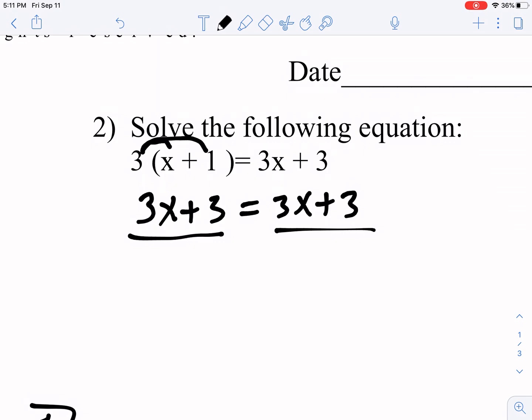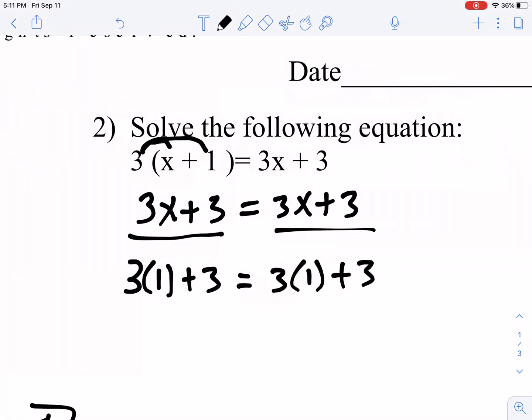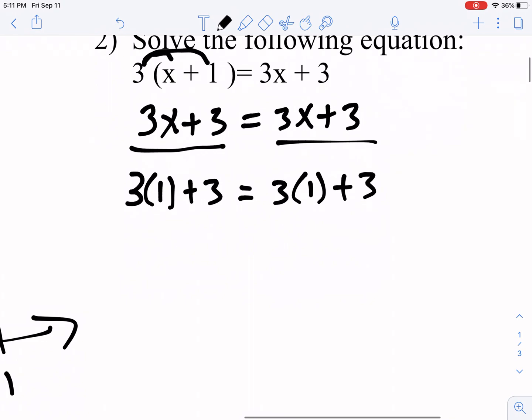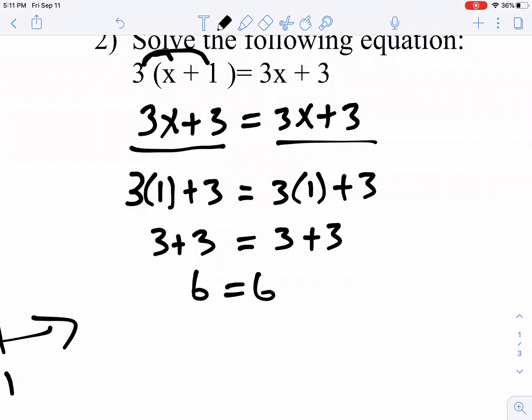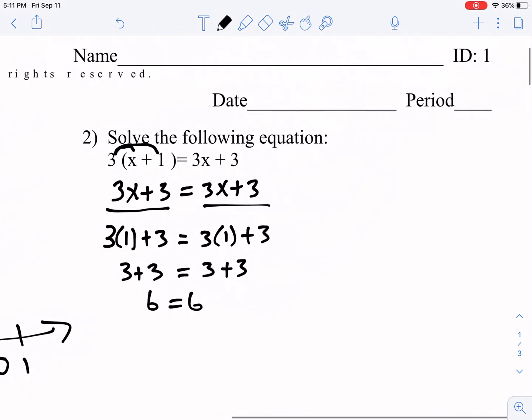So is it going to matter whatever I plug in? Am I still going to be able to get the same answer on both sides? Well, let's check. If I plug in a 1 for x, let's say I think x is 1, is it still going to be the same thing on both sides? Well, yeah. 3 times 1 is 3 plus 3. Same thing on this other side. 3 times 1 is 3 plus 3. What's 3 plus 3? 6. So do we get the same thing on both sides? Yeah, 6 equals 6.